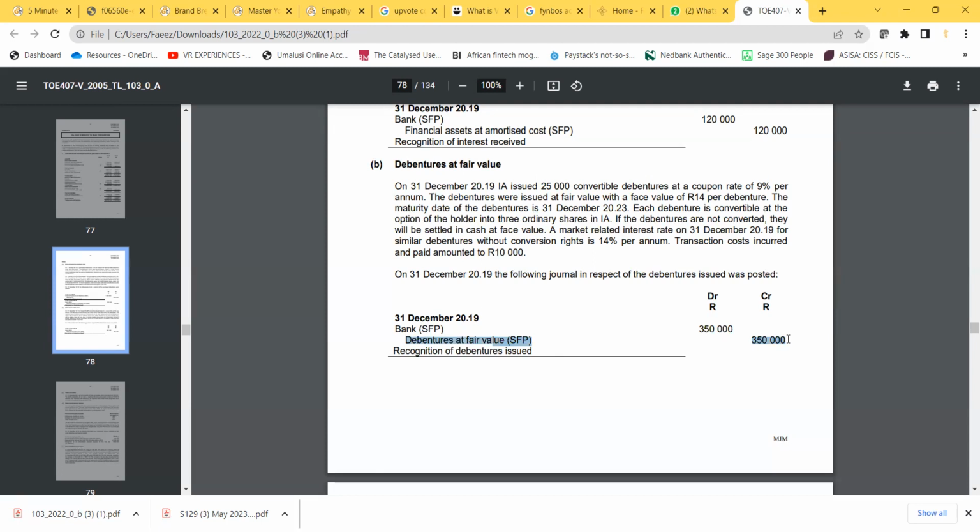Okay, this needs to be split between debentures fair value and debentures equity component. So we need to split that 350 between a liability component and an equity component. Whenever there's a convertible debenture into shares, we need to have two parts. So let's show how we would get this.